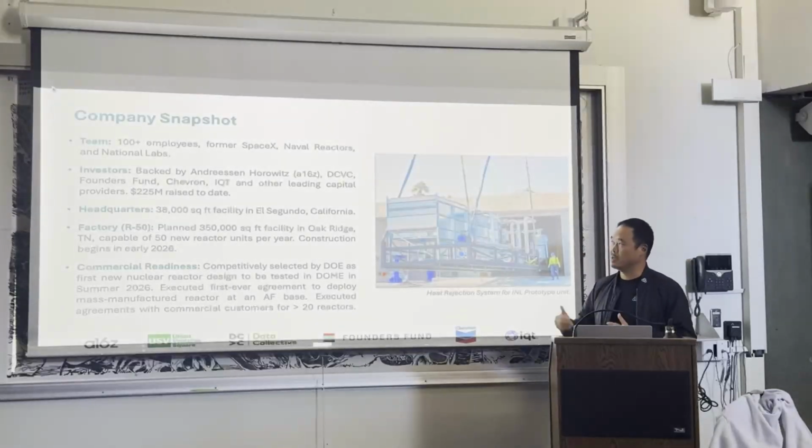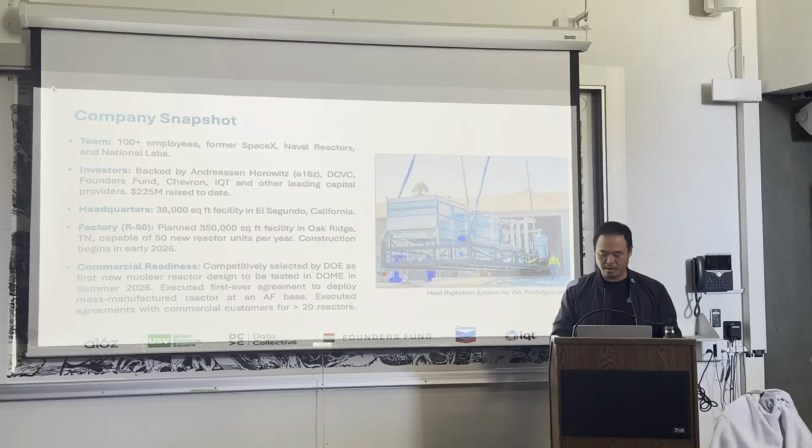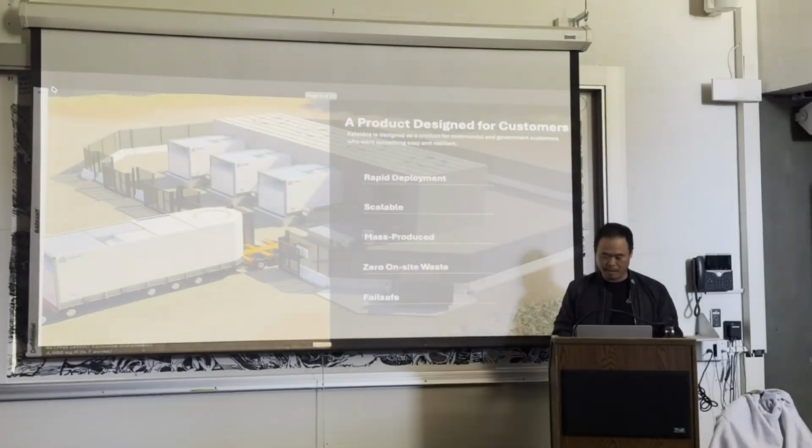So this slide was done about a few months ago. About 100 employees from former SpaceX, Naval Reactors, and National Labs. Today, we're actually almost double that because of how much interest there is in nuclear. This is one of the heat rejection systems that we've built and manufactured for a test we're about to do at the Idaho National Lab this summer, so a few months from now. Lots of really exciting things happening here, and we're funded by all these amazing venture capitalists.